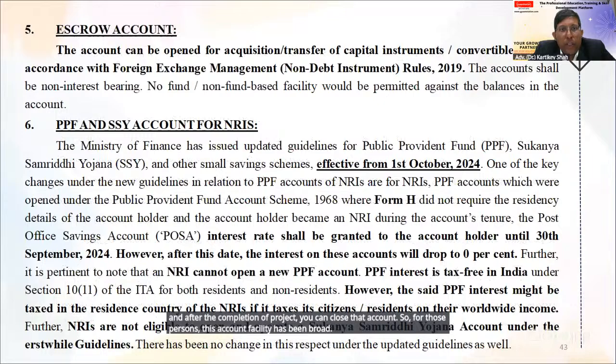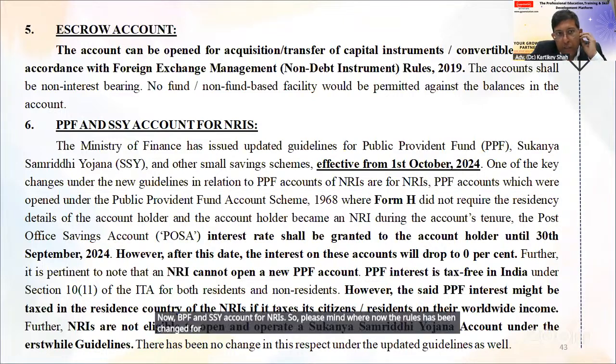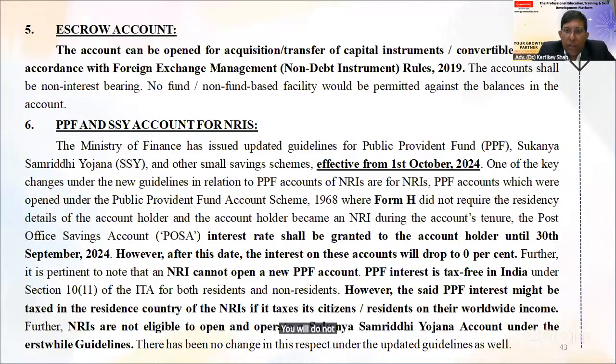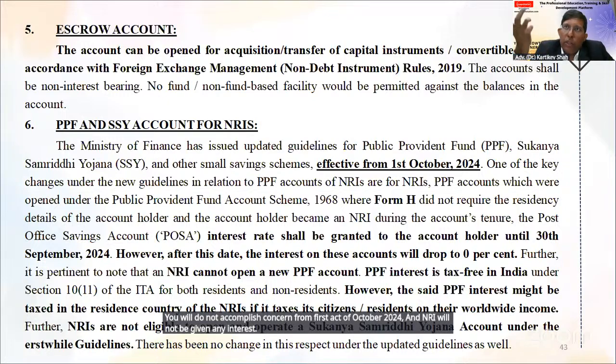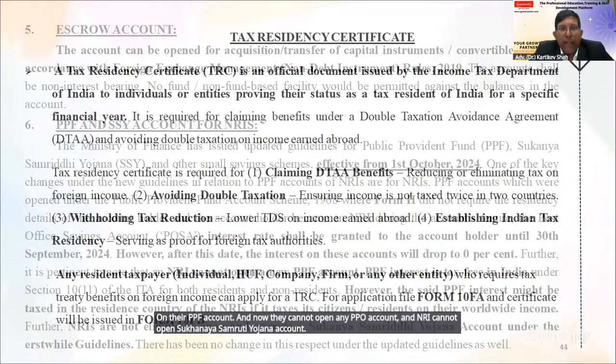Then the escrow account: the account can be opened for acquisition and transfer of capital instruments, convertible notes, right? Now, PPF and SSY accounts for NRIs. Please mind well, the rules have changed for NRIs as far as the Public Provident Fund and Sukanya Samriddhi Yojana accounts are concerned. From 1st October 2024, NRIs will not be given any interest, meaning they will get 0% interest on their PPF account, and they cannot open any new PPF account. An NRI also cannot open a Sukanya Samriddhi Yojana account, right?